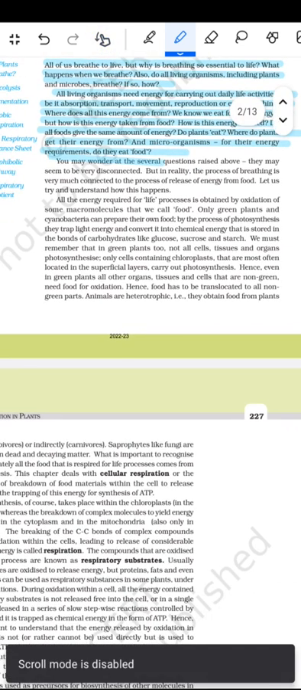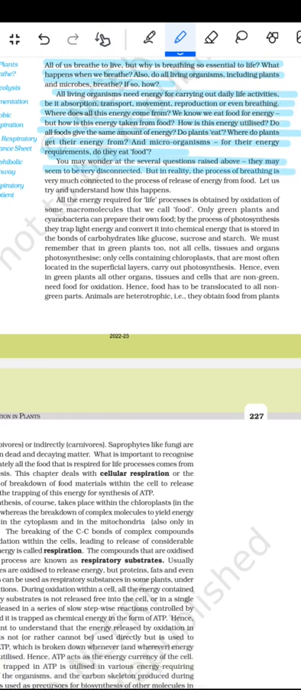कहता है कि you may wonder at the several questions laid above. They may seem to be very disconnected, but in reality, the process of the breathing is very much connected to the process of release of the energy from the food. Let us try and understand how this happens.